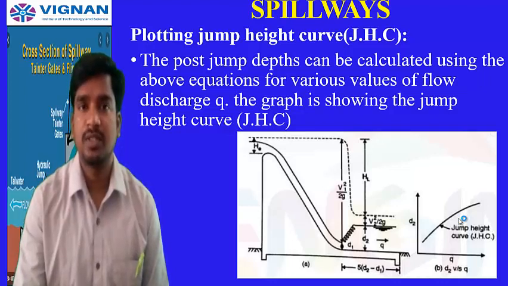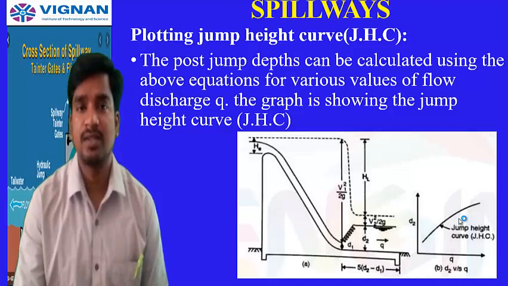In the previous lecture, we discussed different types of gates, spillway gates, and we have seen different types. Based on the gates provided, we have categorized them as controlled or uncontrolled spillways. In the next topic, we discussed what a tailwater rating curve, or tailwater curve, is, and also what a jump height curve is. How the jump height curve is related to the tailwater curve and what the relation between them is, we are going to discuss in today's session.